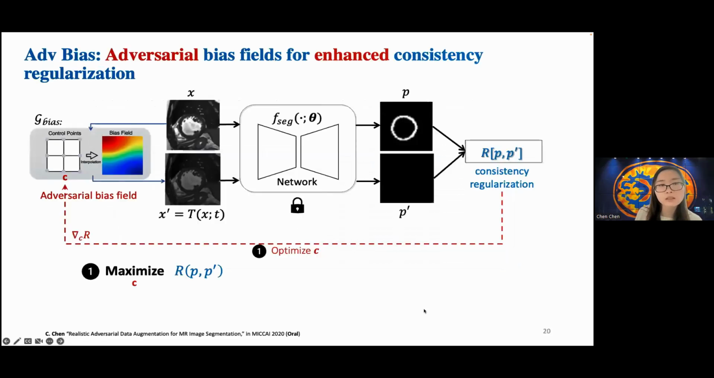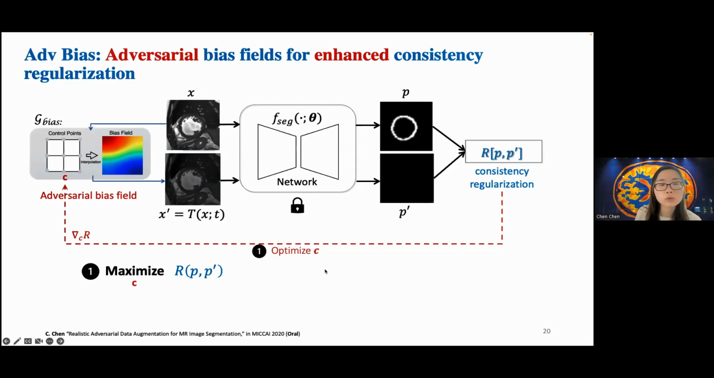How could we do that? In order to learn adversarial bias fields, we developed a framework called AdvBias, adversarial bias, which is based on a consistency regularization framework. The idea is pretty simple. Given an input image X, we first randomly sample control points to generate a random bias field, and then we get our augmented image. We send these two images into the network to get the original prediction and the perturbed prediction, and we then calculate the consistency regularization loss term. Essentially, it can be just a mean squared error loss.